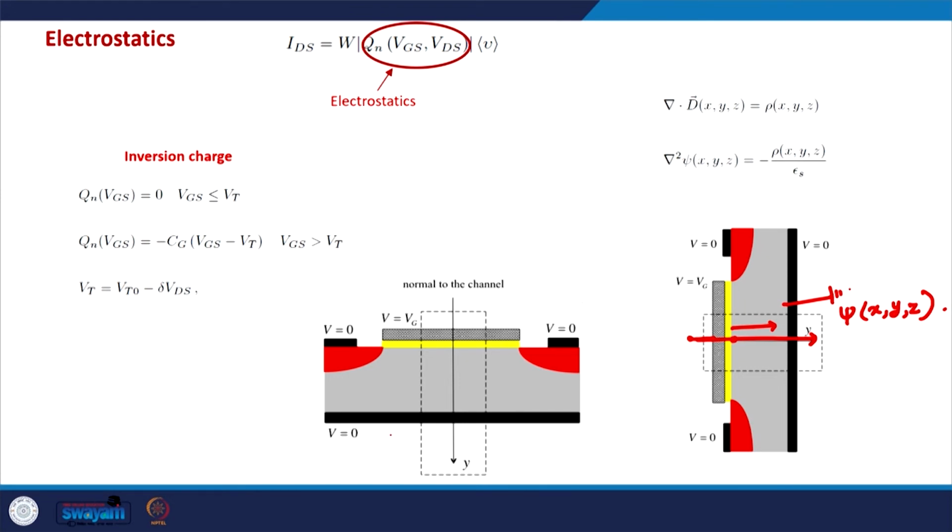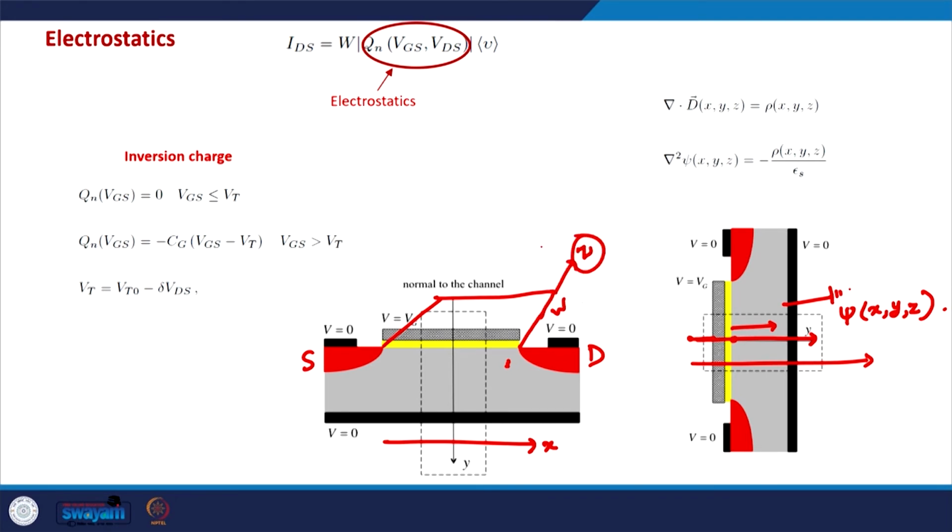So x is the direction of the channel from the source to the drain side. Y is the direction from the gate to the semiconductor side, and z is the direction which is perpendicular to the screen. That will be the direction along the width of the semiconductor, the width of the MOSFET. So this is the z direction.